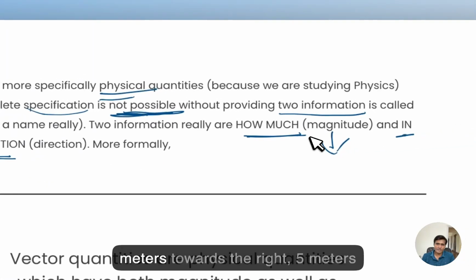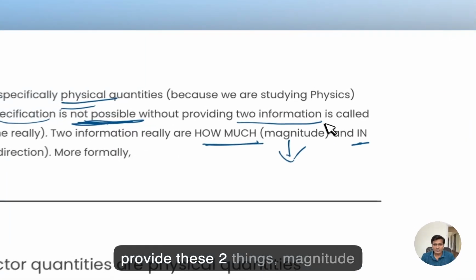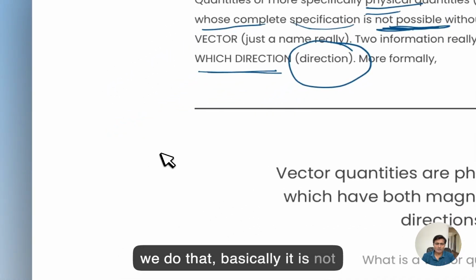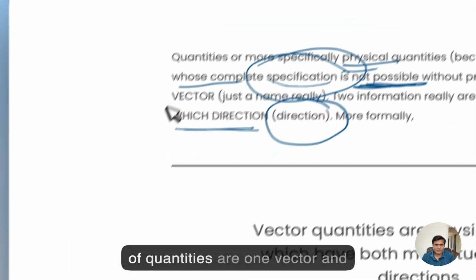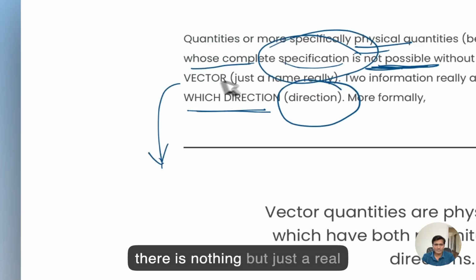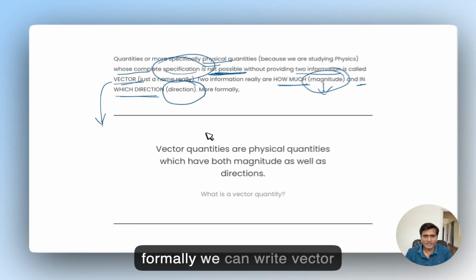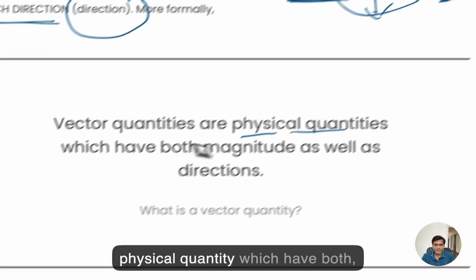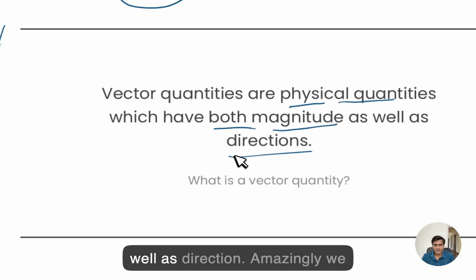So for example, 5 meters towards the right, 5 meters towards the left. We have to provide these two things, magnitude as well as direction. Unless we do that, it is not completely possible to specify what that quantity is. Those kinds of quantities are called vectors. More formally, we can write that vector quantities are physical quantities which have to have both magnitude as well as direction.